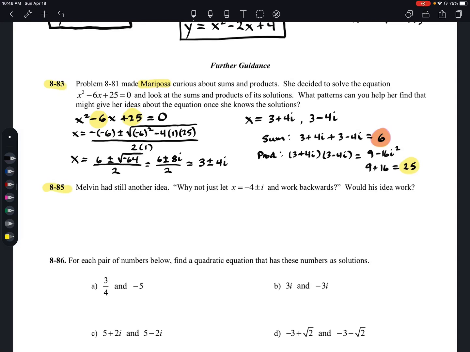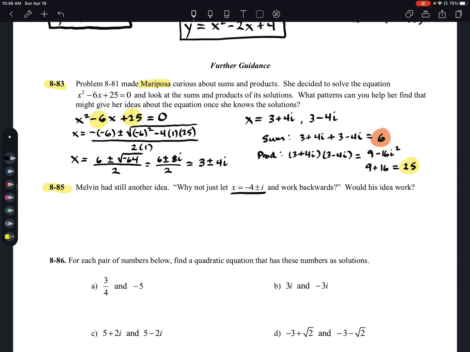8-85 says Melvin still had another idea. Why not just let x equal -4 plus or minus i and work backwards? Would this idea work?